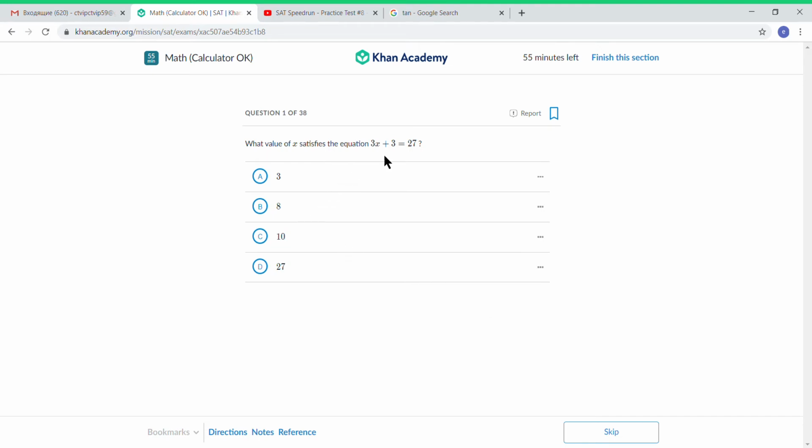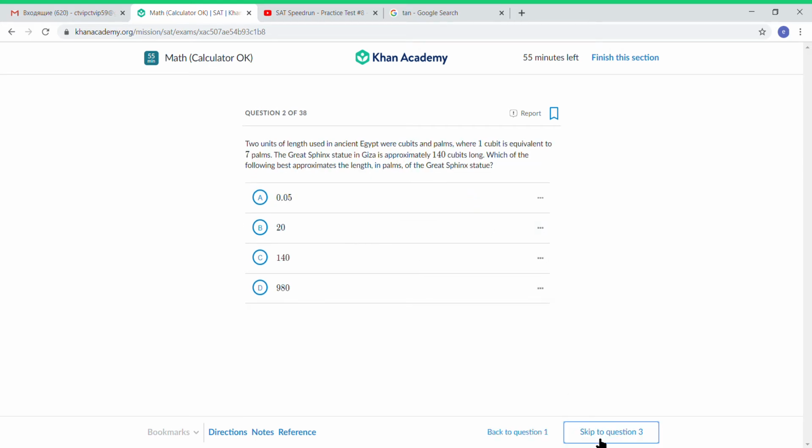So that's gonna be 24 over 3 is 8. Okay. One cubit is 7 pounds. So it's gonna be a shit ton. One cubit is 7 pounds, yes.